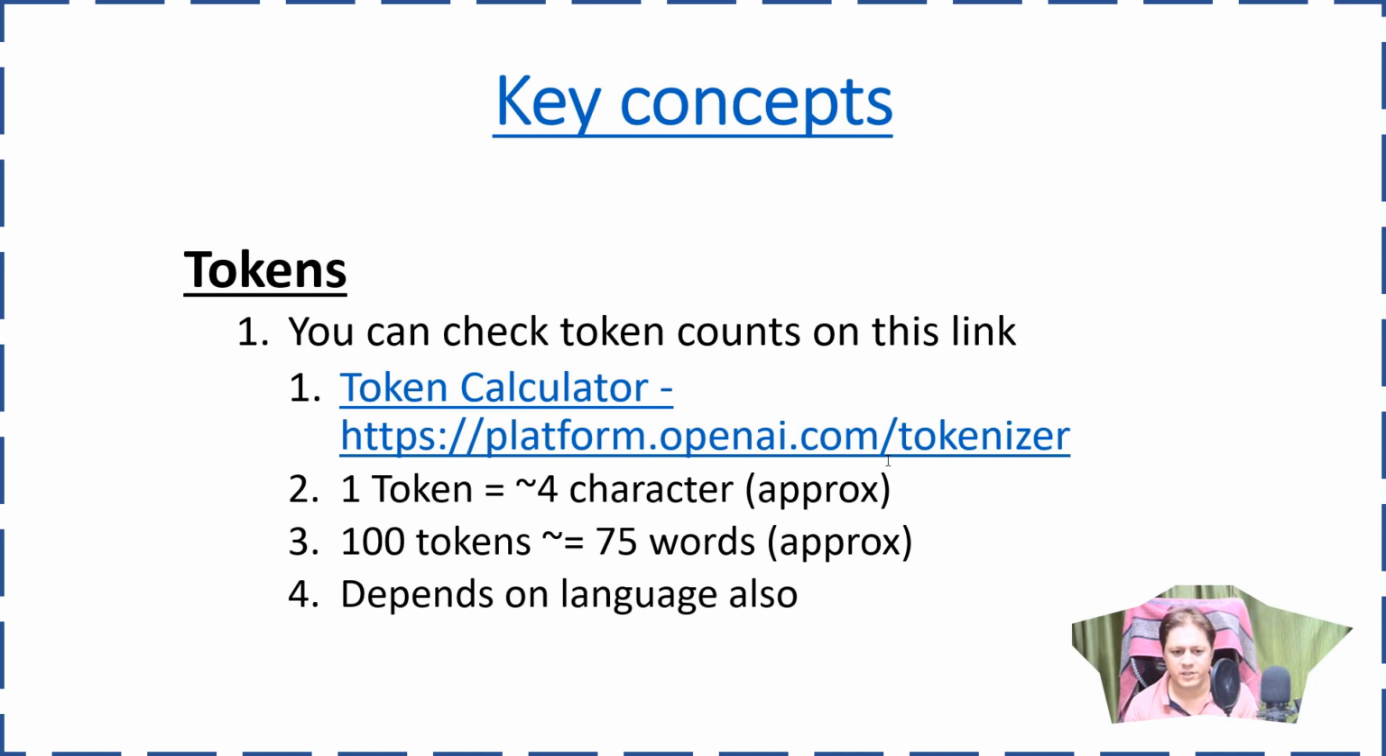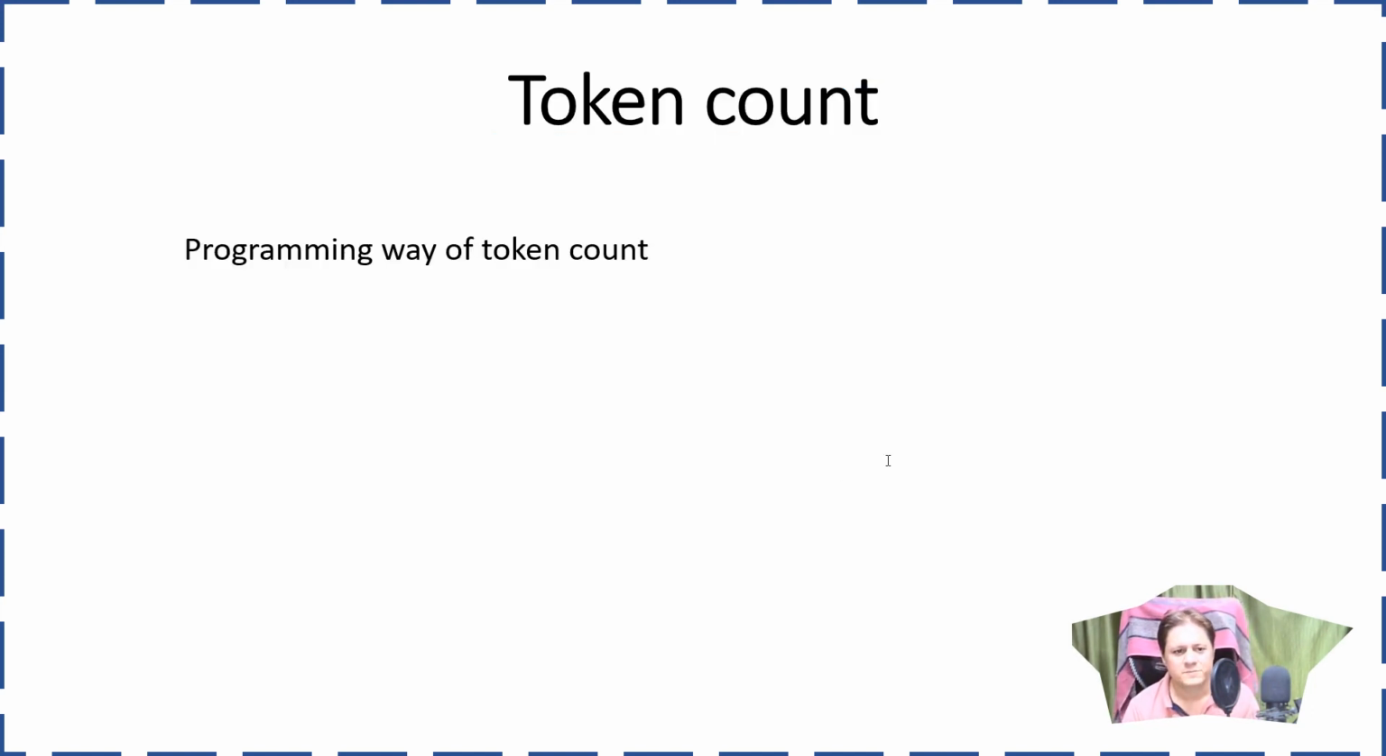They have calculated on an average basis, and it also depends on the language. For example, Chinese and Japanese languages may have fewer words in one token. So these are dependent on different criteria.